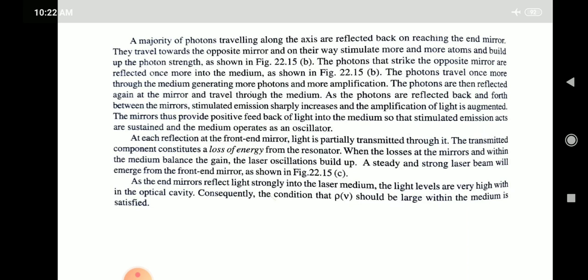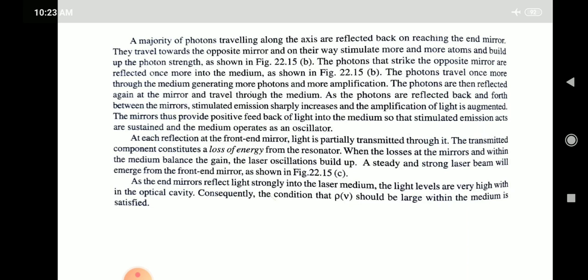At each reflection at the front end mirror, light is partially transmitted through it, and the transmitted component constitutes a loss of energy from the resonator. When the losses at the mirrors and within the medium balance the gain, the laser oscillation builds up. A steady and strong laser beam will emerge from the front end mirror as shown in the figure.